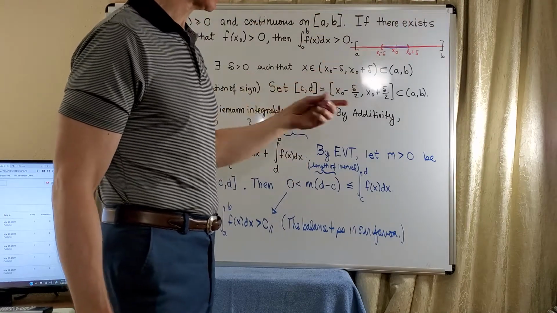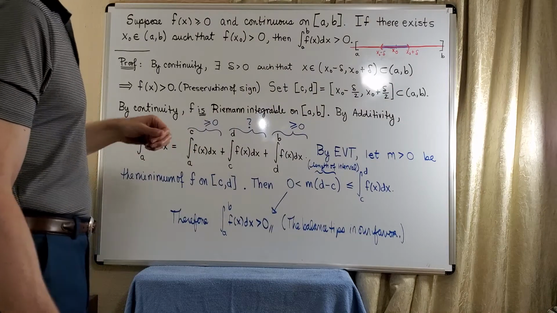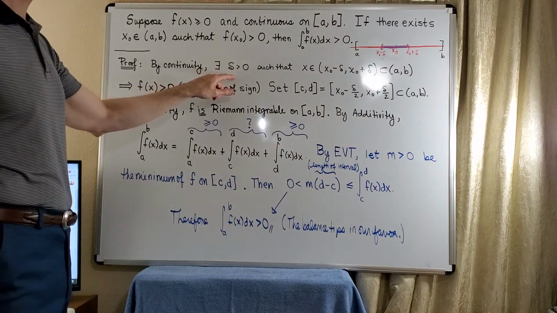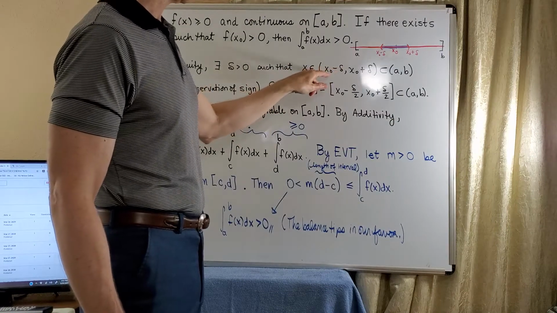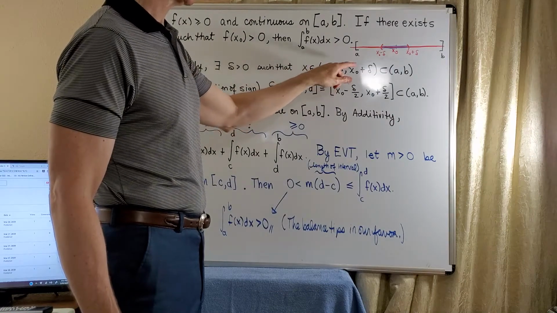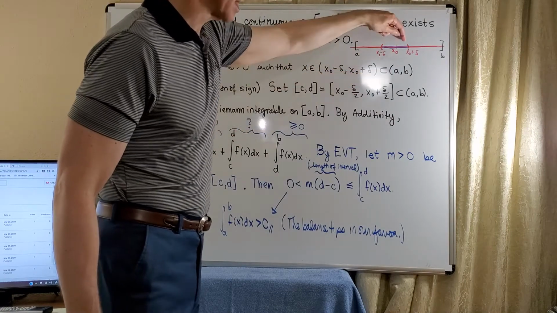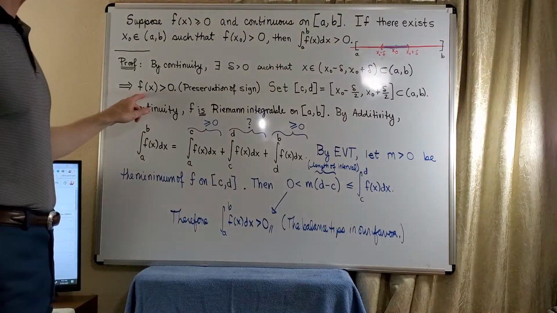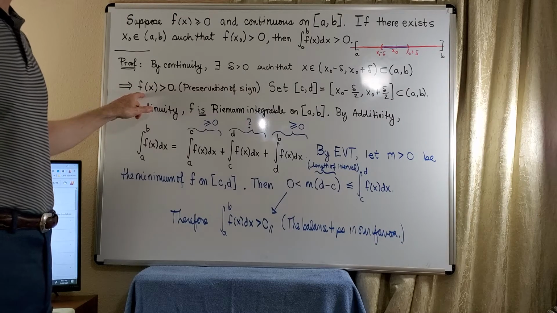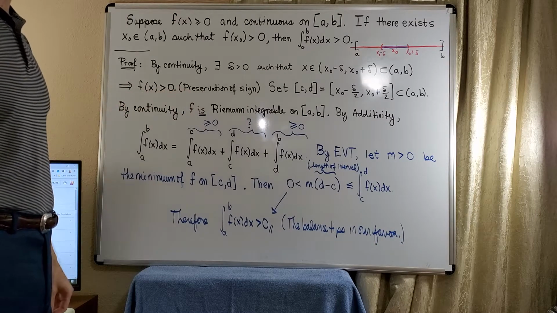So what I've written here is basically the arithmetic. There exists a positive delta such that if x lives in the interval x sub 0 minus delta to x sub 0 plus delta, this interval right here, which is in [a, b], this will imply that f of x is indeed positive there. Again, preservation of sign.